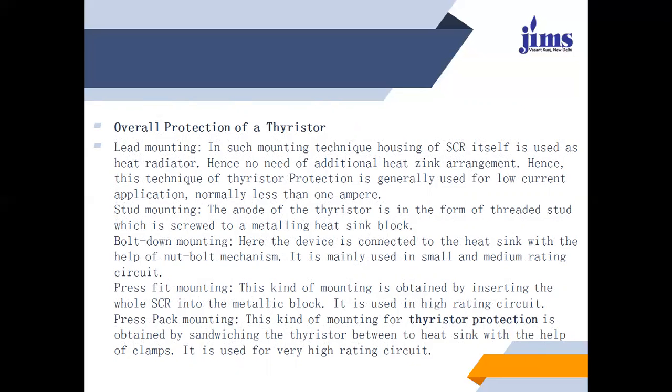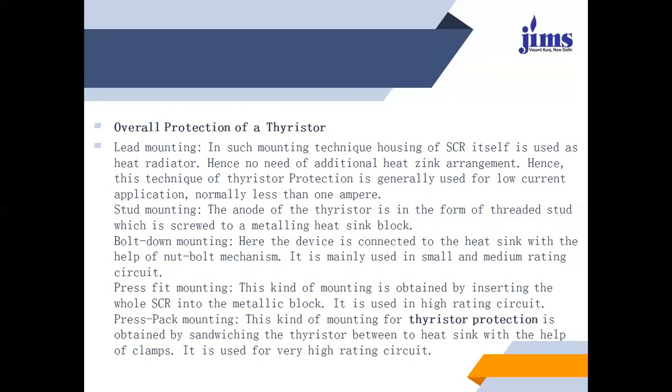Stud mounting: the anode of the thyristor is in the form of a threaded stud, which is screwed to a metallic heat sink block. Next is the bolt down mounting. Here the device is connected to the heat sink with the help of a nut and bolt mechanism. It is mainly used in small and medium rating SCRs.